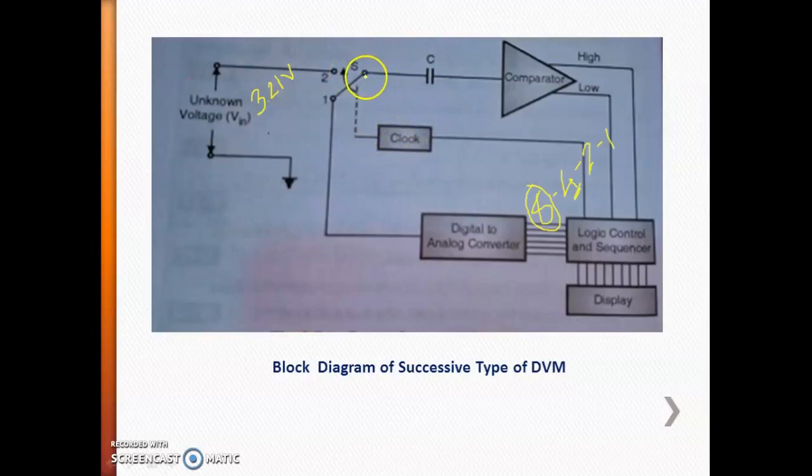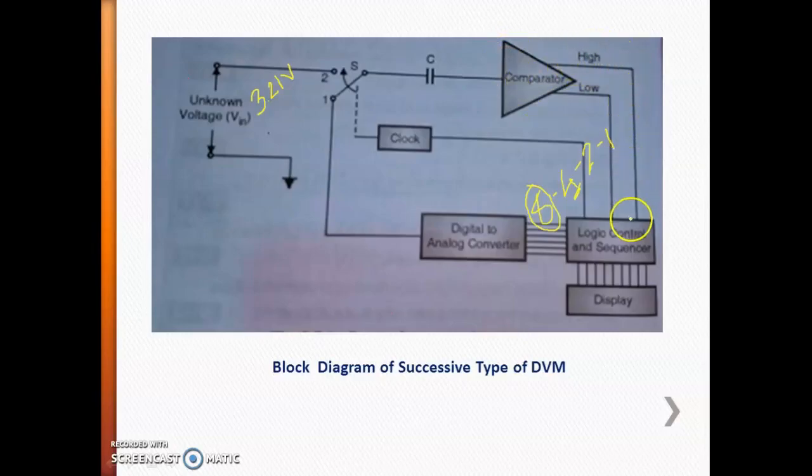Next, the clock signal will change the position of the switch to 2, so that the input voltage of 3.21 volt also comes towards the comparator. Again the comparator has two inputs. First, the voltage across the capacitor, that is 4 volt, and another input is 3.21 volt. Here it is found that 3.21 volt, that is the input voltage, is less than the voltage across the capacitor, so the comparator again generates a high signal.